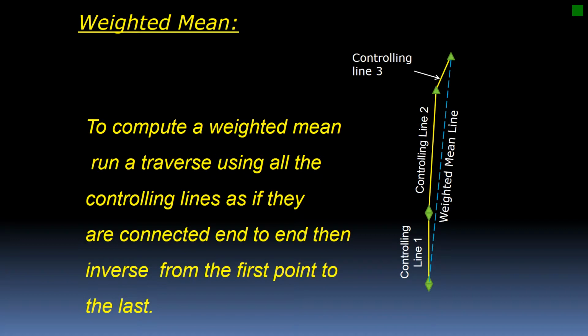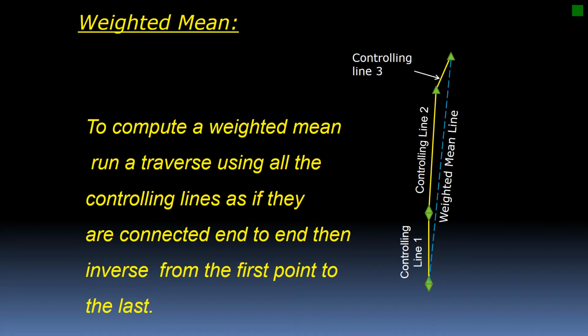Okay, here's the way we're going to compute the weighted mean. We're going to assume a coordinate at the beginning of line number 1. That would be the section corner. Now, on the controlling line, the west line of the fractional section, line number 1, we have a bearing and distance. Therefore, we can calculate a latitude and departure, and we can put a coordinate on the meander line at the end of line number 1.